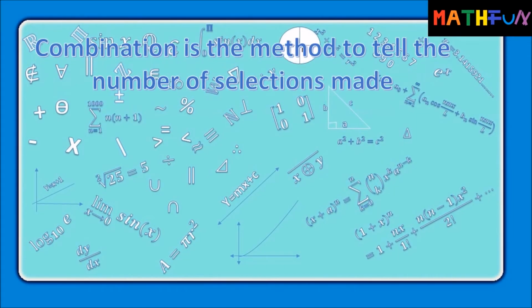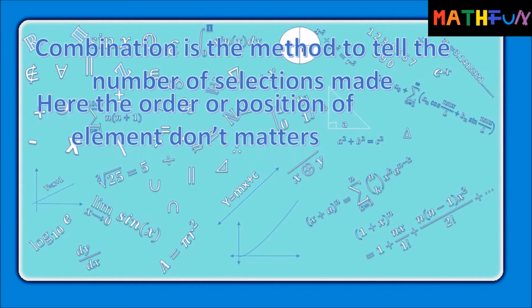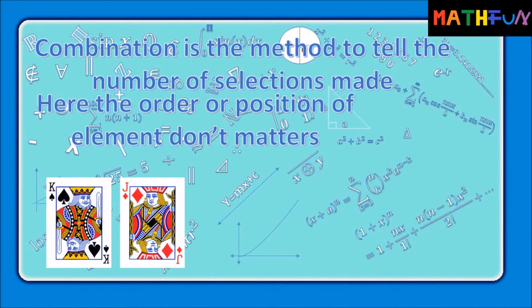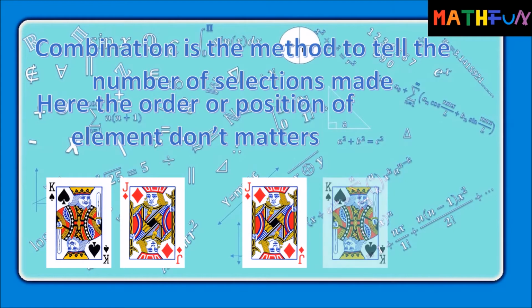Combination is the method to tell the number of selections made. Here, the order or the position of the element doesn't matter. It's like choosing a king card first and a jack card second is the same as choosing a jack card first and a king card second.